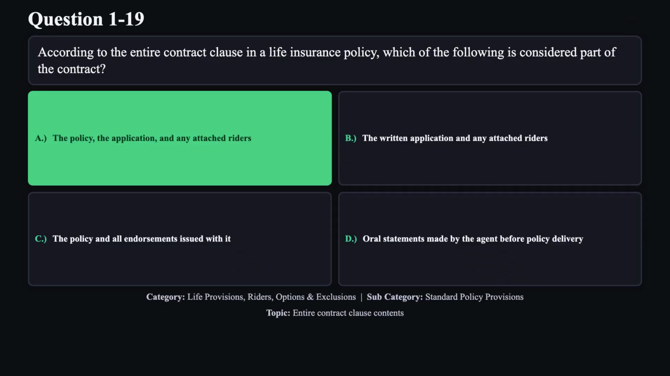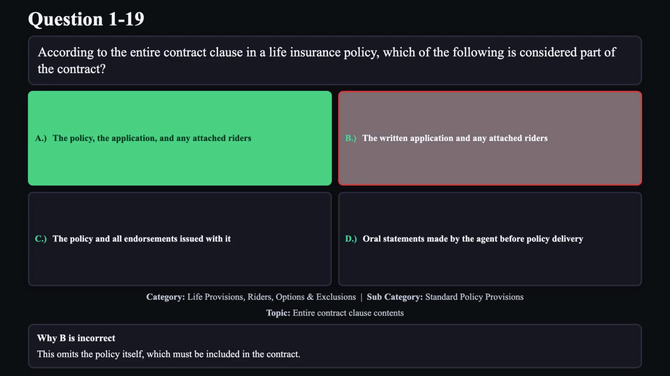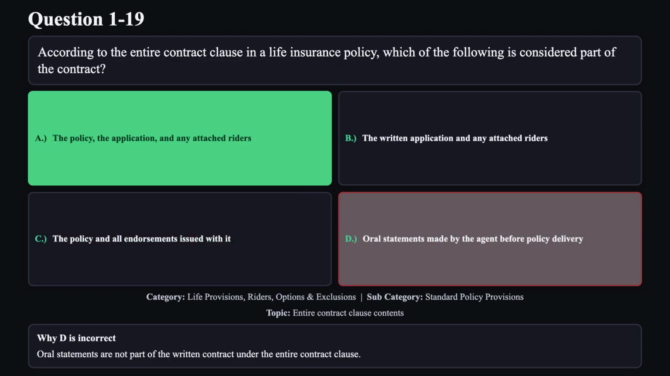The correct answer is A. The entire contract clause binds the insurer to the policy, the application, and any attached riders or amendments as the complete agreement. Reason B is not correct. This omits the policy itself, which must be included in the contract. Reason C is not correct. This omits the application, which is expressly included by the entire contract clause. Reason D is not correct. Oral statements are not part of the written contract under the entire contract clause.